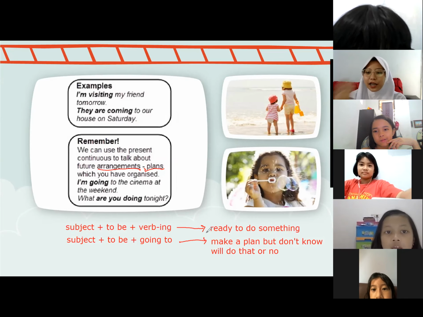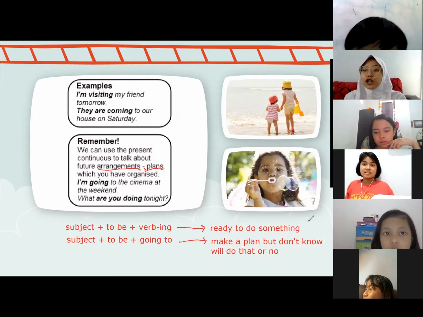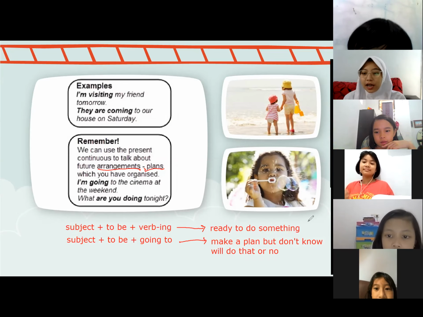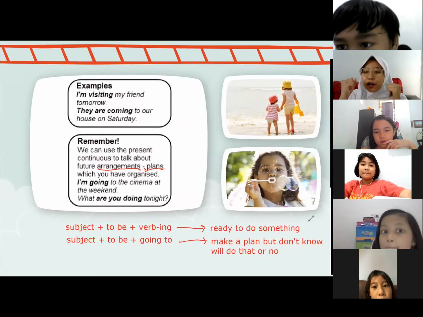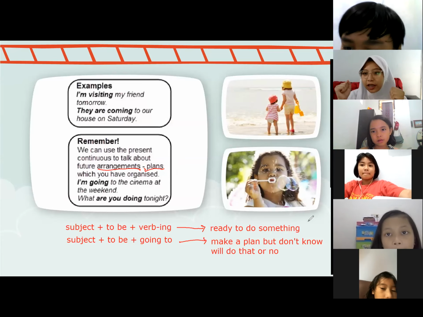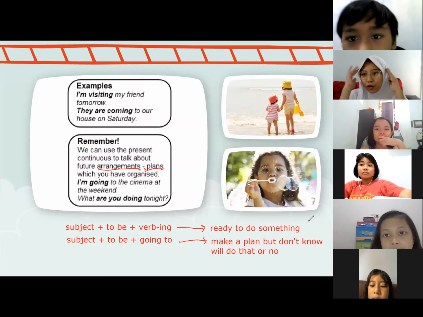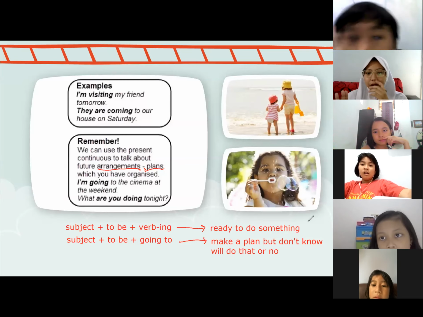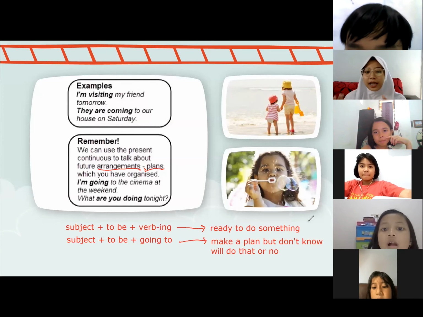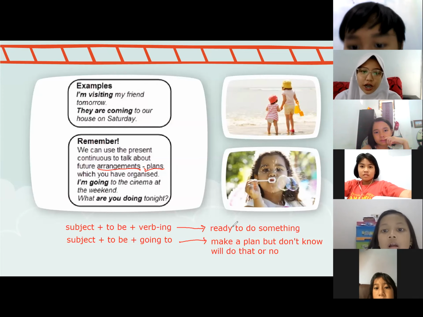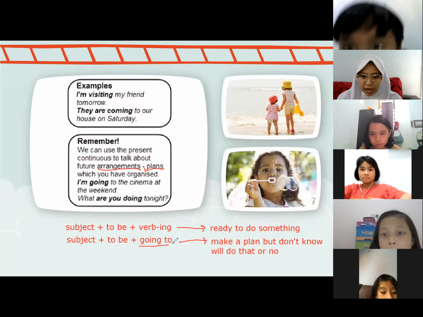Okay, like I said to you guys, for example, I am going to my grandma's house this weekend. You prepare to go to your grandma's house, right? But you don't know if you will go there or not. You're still confused, but you make a plan. That is when you use going to.